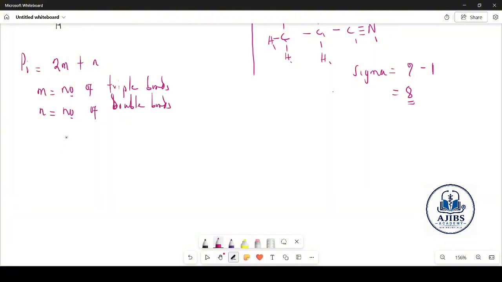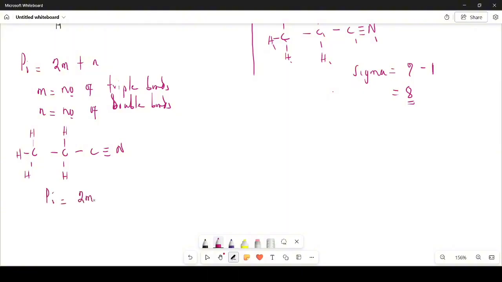So now let's take an example. Suppose you are asked this question up here, that's the one we just finished doing. So it looks like this. Here now we have hydrogen, hydrogen, hydrogen, hydrogen, and hydrogen. So here if you are asked how many pi bonds do we have, it's very simple. What are you going to write? 2m plus n. And what is the value of m here? m stands for the number of triple bonds. How many triple bonds do we have here? We have just one triple bond. Please take note of that.